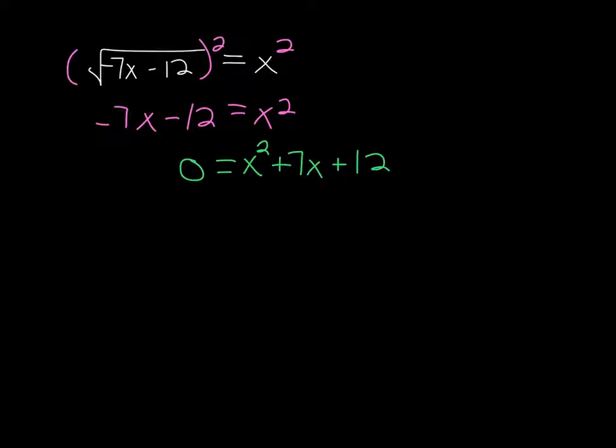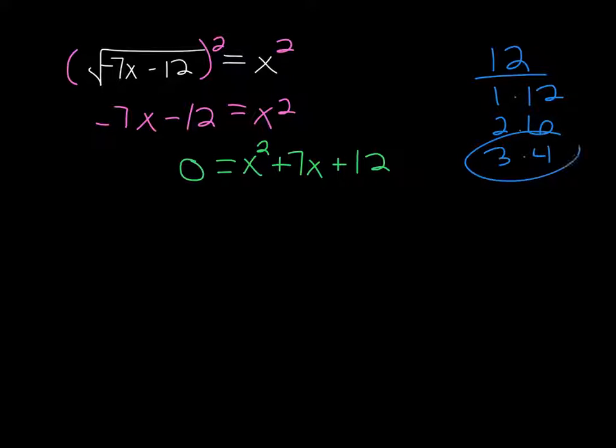Now a times c is 12. Everything is positive. So we have 1 times 12, 2 times 6, 3 times 4. That works. So 0 equals x plus 3, x plus 4.